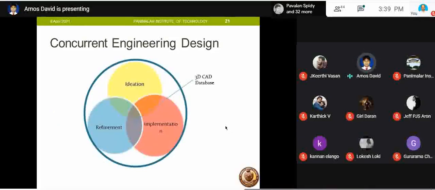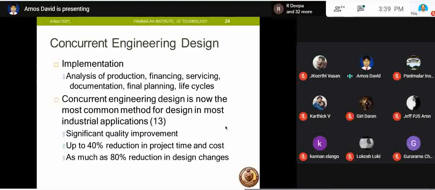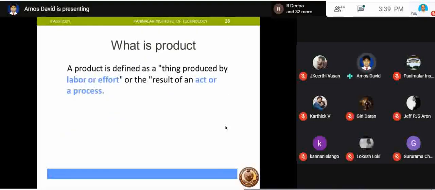So this is what basically concurrent engineering is: refinement, ideation, implementation. Everything together, all will work at the same time. Alright? Let's move on.